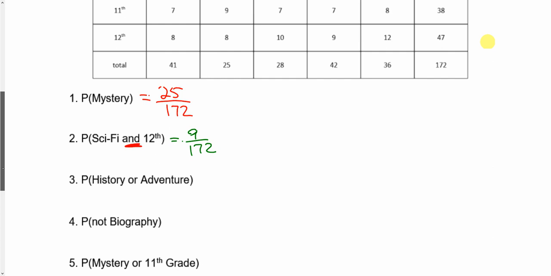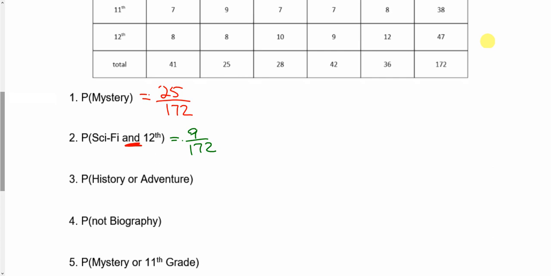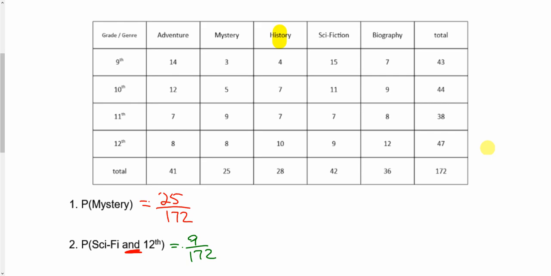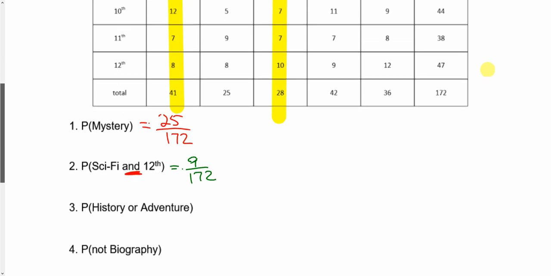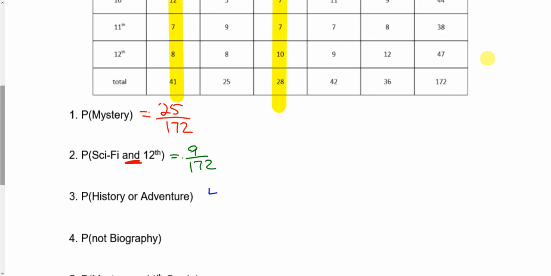Okay, the next one is an or. So an or means we're going to have to add some stuff. So it says history or adventure. So I'm going to go like this. History or adventure. I have a question for you. This is an adding problem. Am I going to have to subtract? No, there's no overlap. So when we calculate this probability, we're just using the totals. All of the people that like history and all of the people that like, was it sci-fi? I forgot. Oh, it's right here. No, adventure. So it's 28 out of the 172 people. So 41 plus 28 is 69 out of 172. And there's no need to subtract because when we highlighted, nothing overlapped. So no one got double counted.